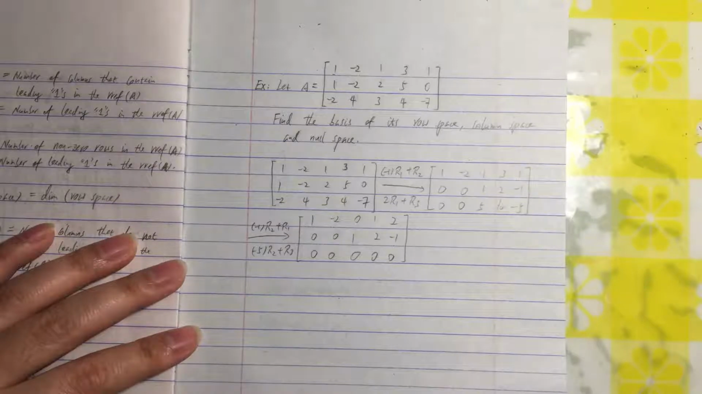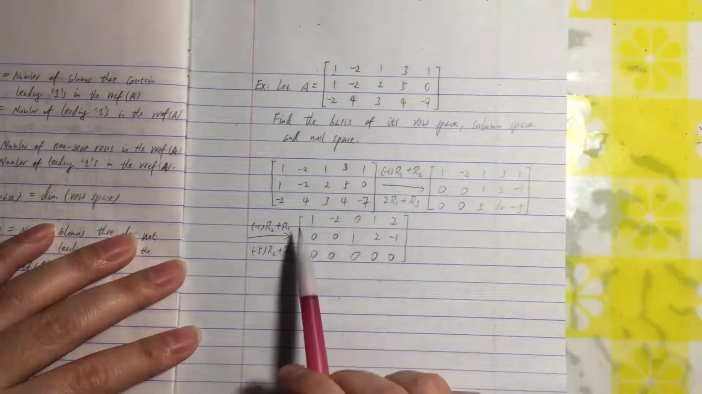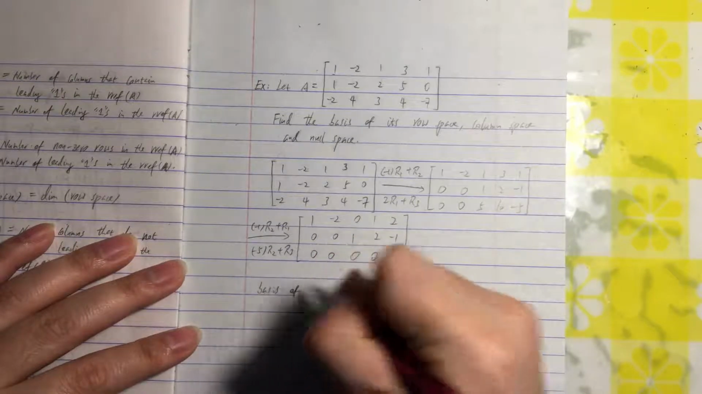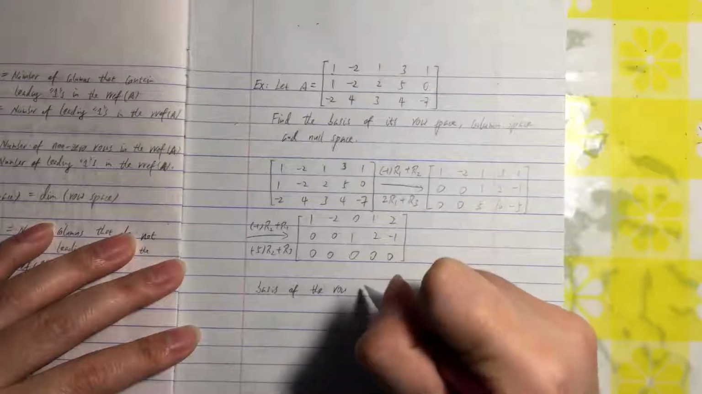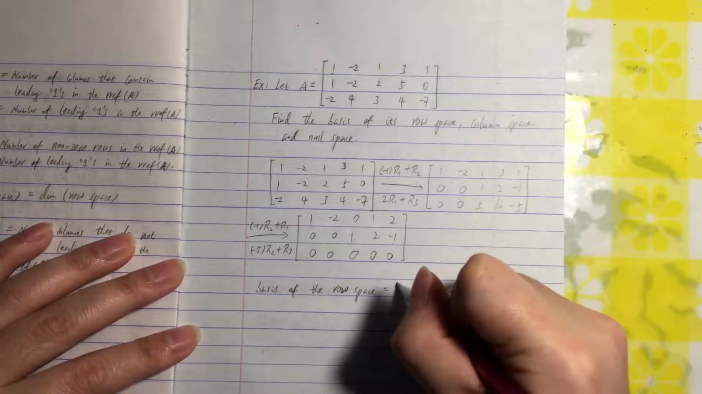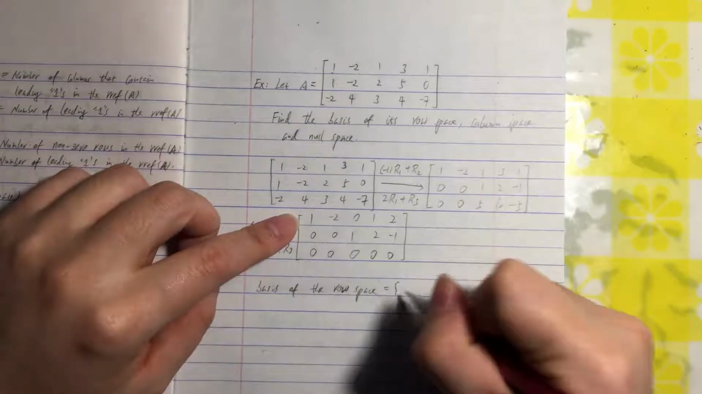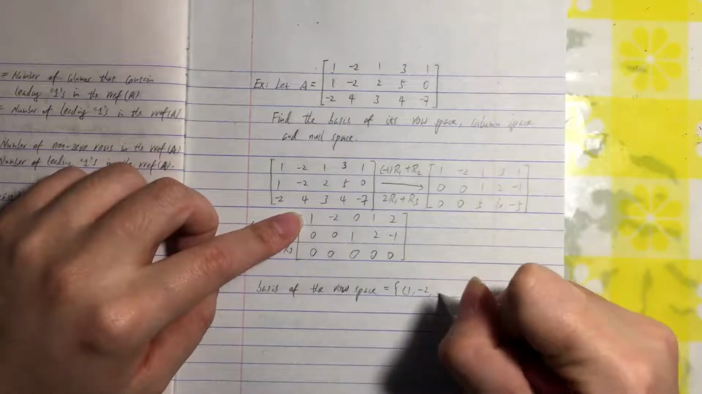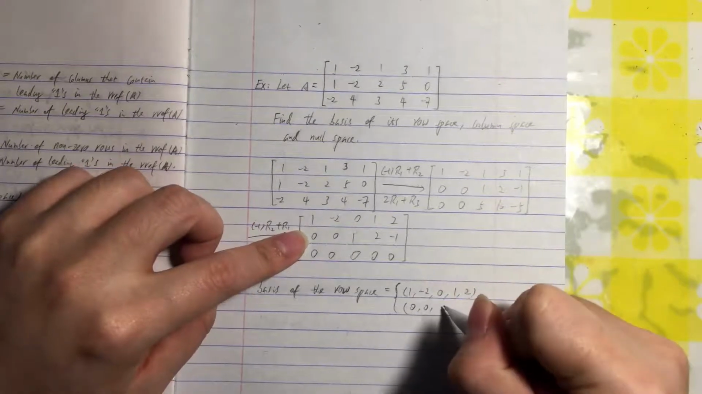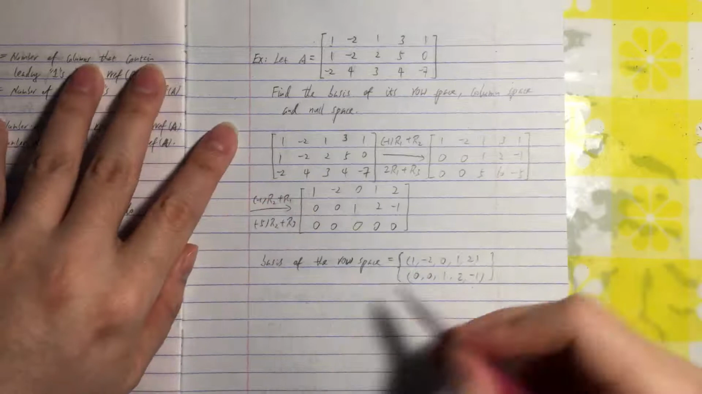Next, according to the earlier theorem, we know that the basis of a row space is formed by all non-zero row vectors in the reduced row echelon form. So for the basis of the row space, it's formed by all non-zero row vectors in the reduced row echelon form. We have 1, -2, 0, 1, 2, and 0, 0, 1, 2, -1. That's the basis of the row space.